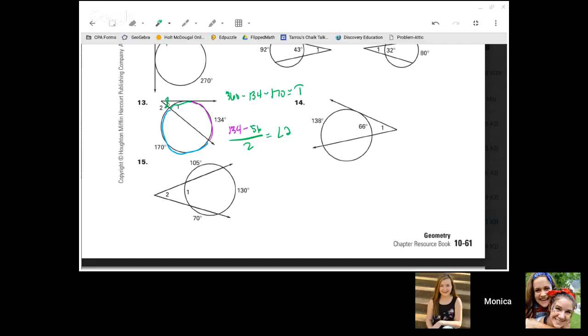So then for 15, again, the whole circle is 360 degrees. We know 3 parts of it and just have to solve for this one part, okay, for arc 1. So you good on that part? Yeah, 55 degrees.